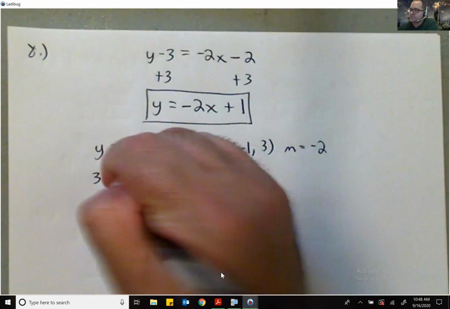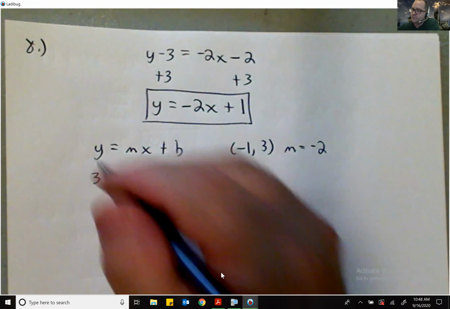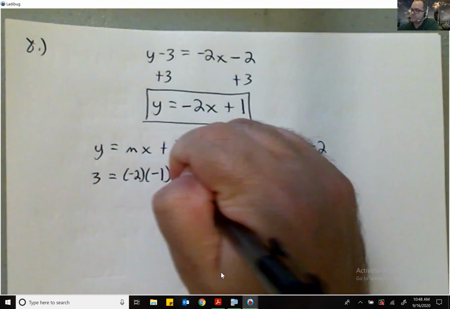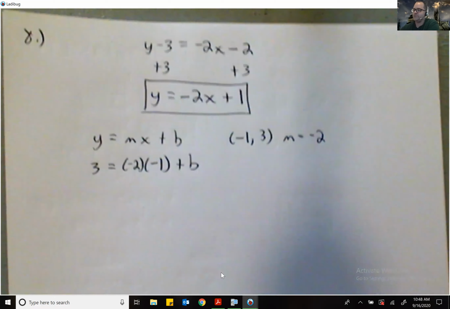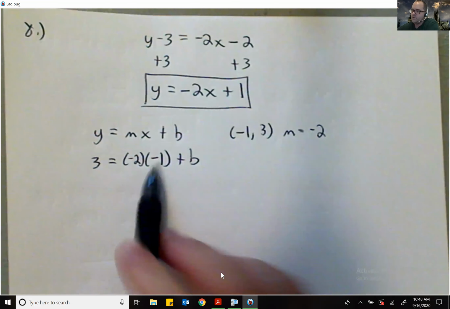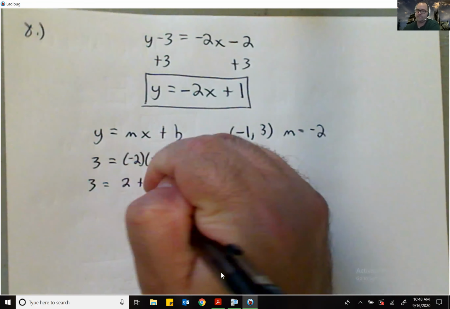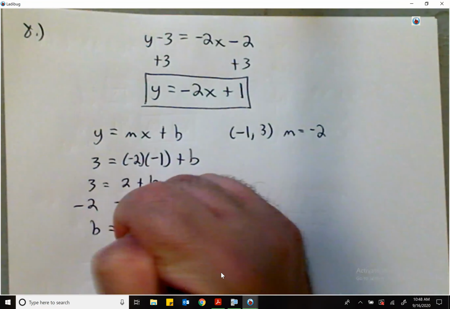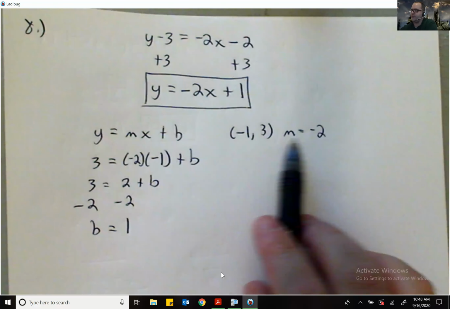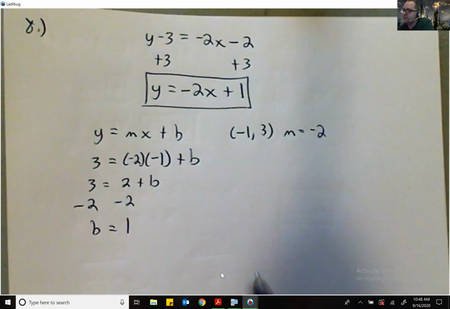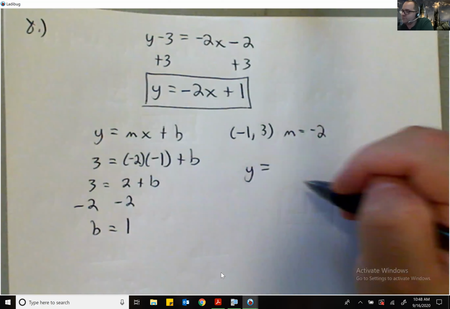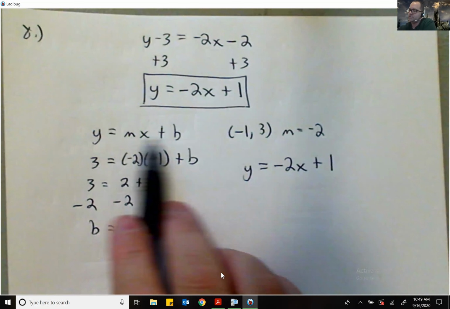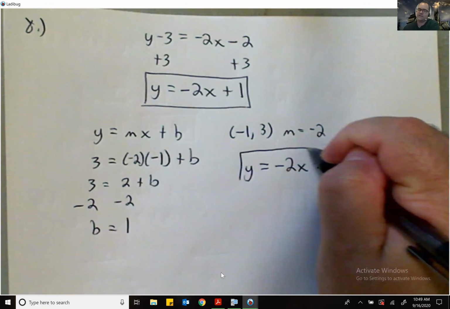So your y value is 3, your m is negative 2, your x is negative 1, plus b. So negative 2 times negative 1 gives us a positive 2 plus b. Subtract 2, b is equal to 1. And now that you know the m and the b, just rewrite the equation. y equals negative 2x plus 1, because that's the m and that's the b. So that's just another way to do that same problem.